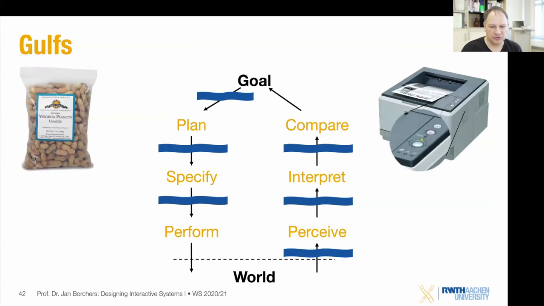So we've put this together as the 7 stages of action here. You go from goal to plan, to formulate a plan, to specify an action sequence, to perform that action sequence, to change the environment, and then to perceive with your senses the results, to interpret them appropriately based on semantics, and then to compare them with the result, with the goal that you had in mind originally.